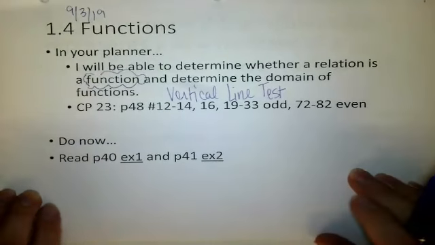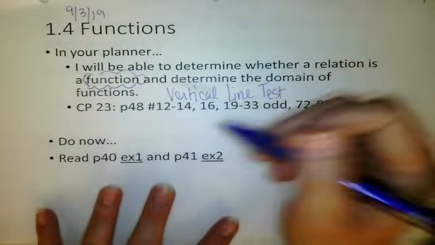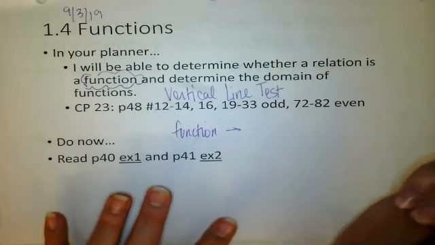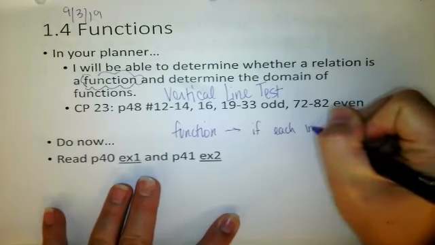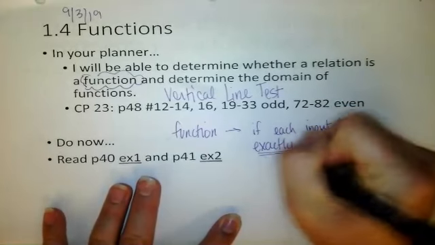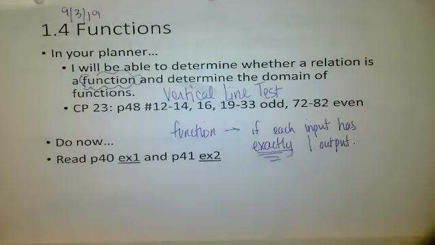Okay, here we go. The vertical line test is our favorite way to determine whether something is a function or not. When in doubt, graph it out is a great way to go, and the vertical line test works really well if we have a graph to look at. The definition of a function: we have a function if each input has exactly one output. That's my definition of a function.